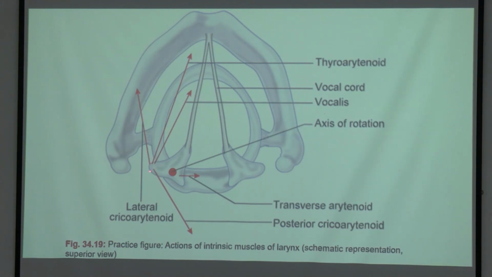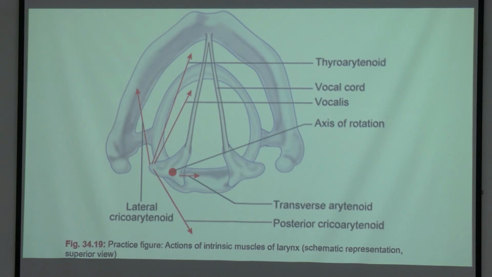You can see all the muscles attached here; only one muscle acts posteriorly. When it contracts, there will be abduction. Otherwise, all the muscles act with the direction of force forward and medially, so they will cause adduction. Like the lateral cricoarytenoid, this is the thyroarytenoid, and this is the vocalis muscle. They are causing adduction.